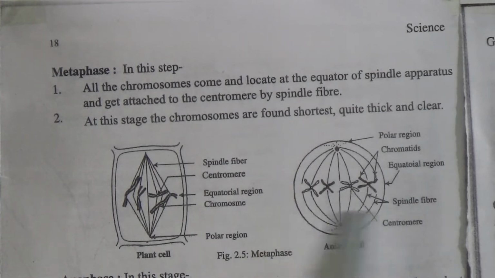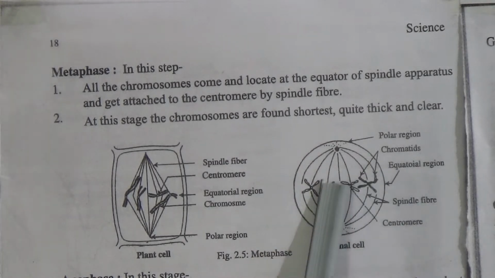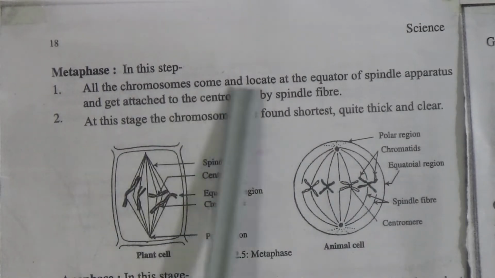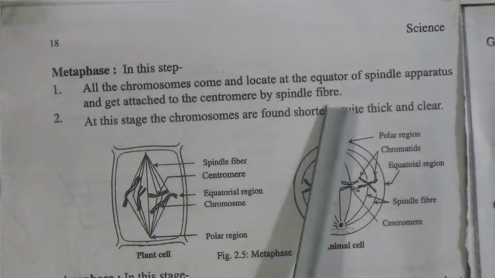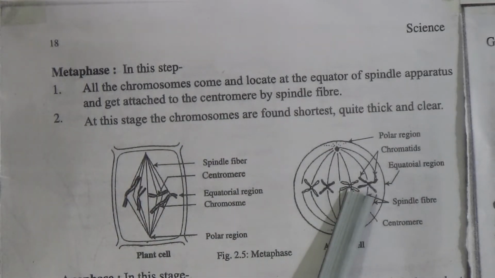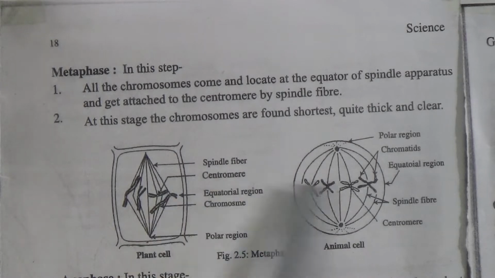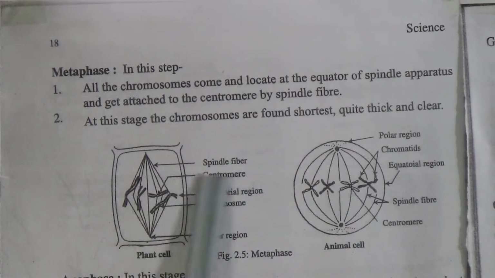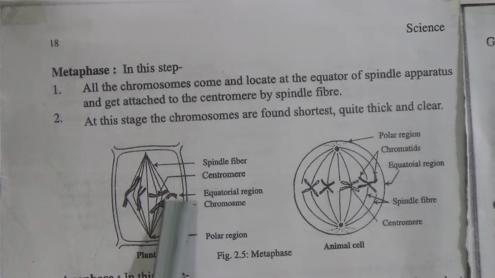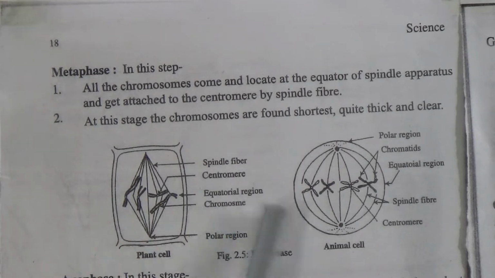Okay, that means in the middle of this spindle apparatus, all the chromosomes come and locate at the equator of the spindle apparatus and get attached to the centromere by spindle fiber. See, this one is called centromere. Okay, that one is called spindle fiber. These are the chromosomes. Okay, equatorial region of chromosome, and this is polar region.